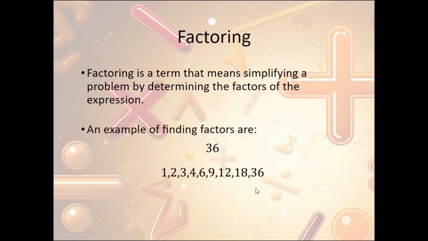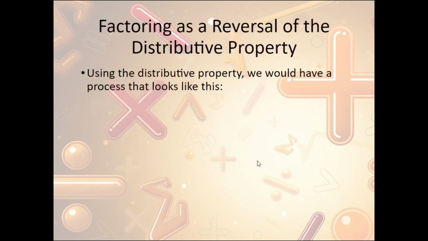These are factors because I can multiply all of these numbers by something and get 36. Or another way to look at it is 36 is divisible evenly by all of these numbers. So these are factors. So factoring is really just a reversal of the distributive property.